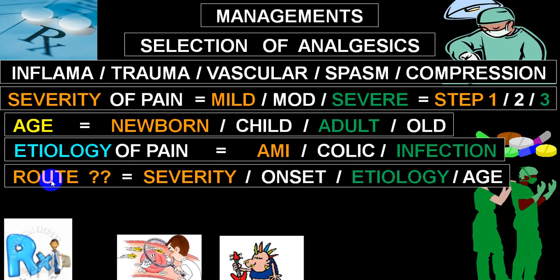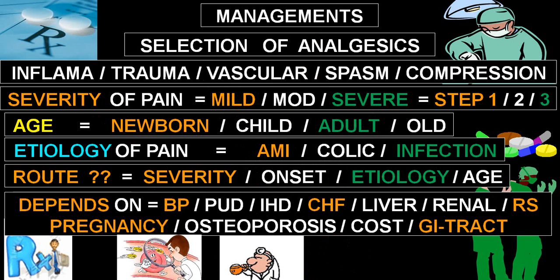So the route will be decided, whether oral, IV, intramuscular, per rectum, or a patch, etc. It can be decided by severity, mild, moderate, severe, onset, acute or chronic, by etiology, age, etc. All these factors will determine it. Even the cost factor should be included.